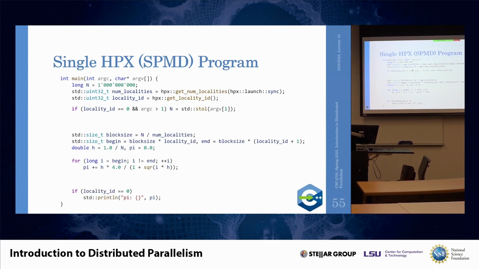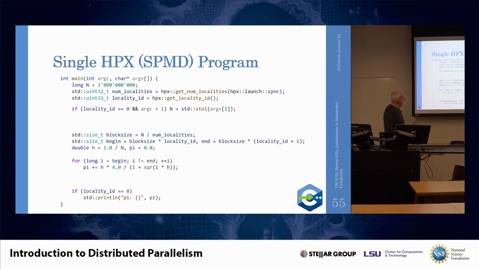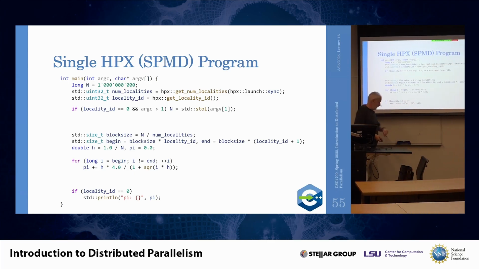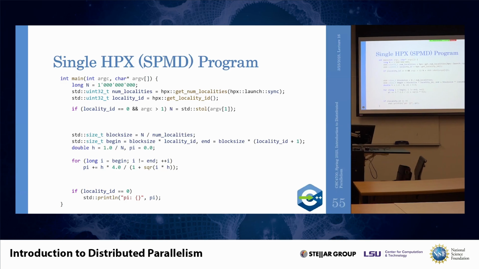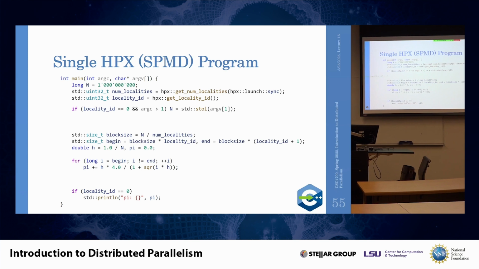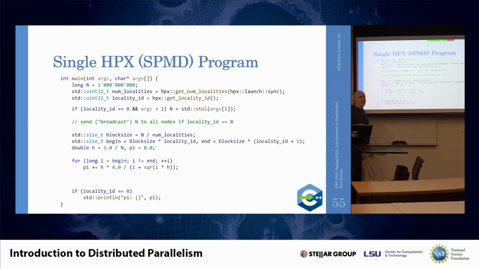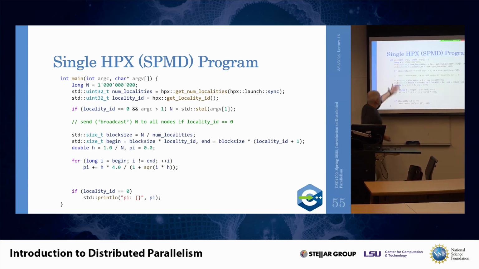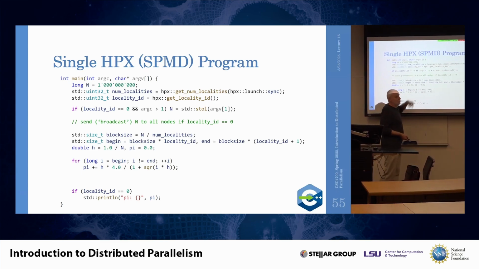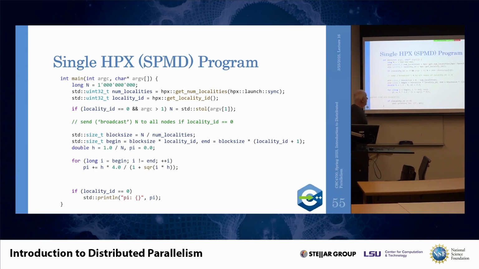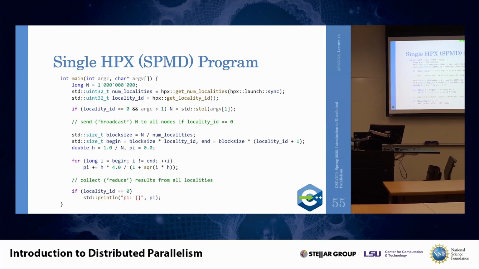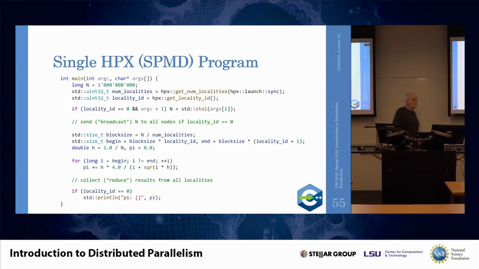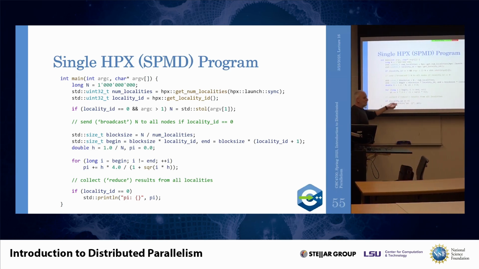And in the end, we want to print it on one of the localities only, right? This is where we print pi. What's missing? Well, we need to send n to all the others. That's one thing, because otherwise the other localities might have a different n. And we need to somehow collect all the partial sums we had computed on all the localities back to locality 0 so that we can get to the overall pi.